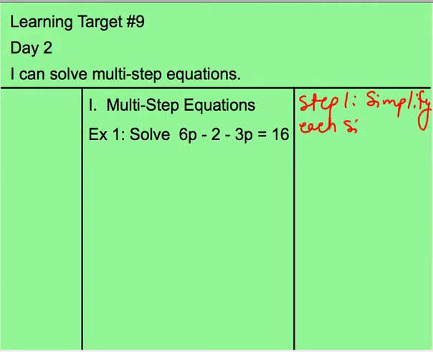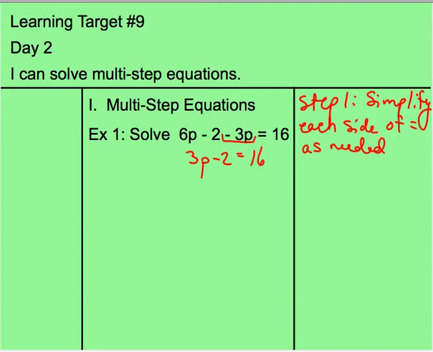each side of the equal sign as needed. All right, so my like terms are 6p minus 3p. Make sure that you recognize that that subtraction sign goes with the 3p term. So when I simplify that, I get 3p minus 2 equals 16.